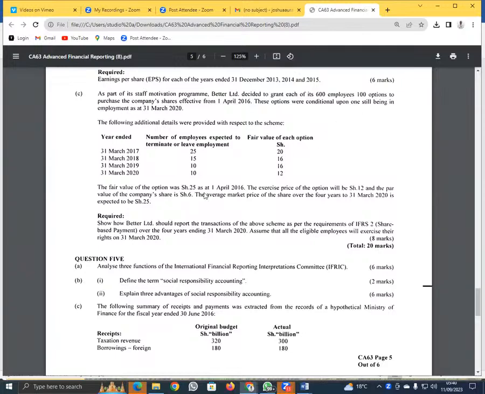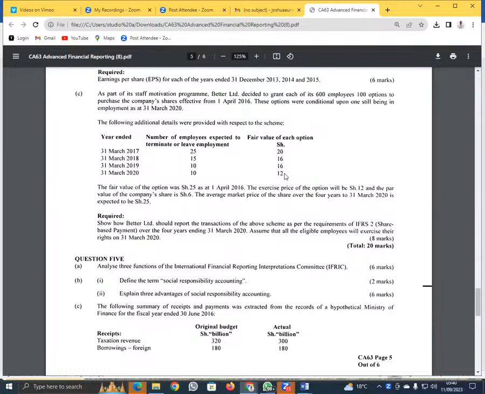The fair value of the option was 25 as at 1st April 2016. The exercise price of the option will be 12, and the par value of the company share is 6. The average market price of the shares over the 4 years to 31st March 2020 is expected to be 25. So they're giving you a lot of numbers there to confuse you.